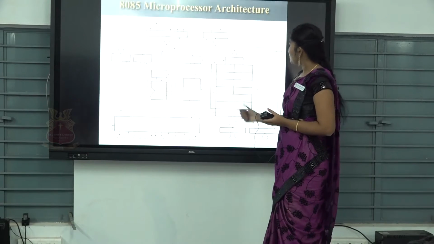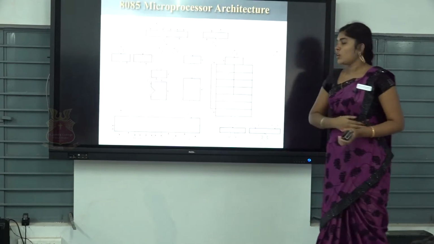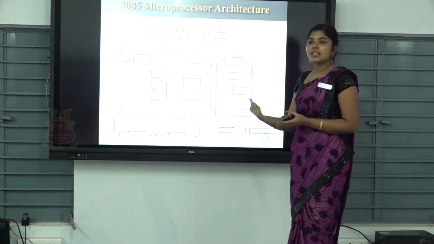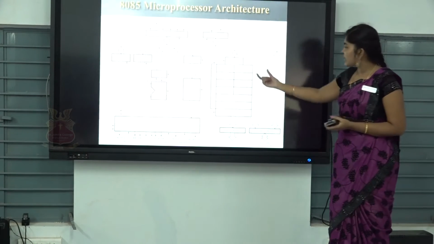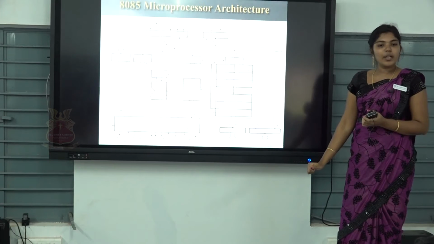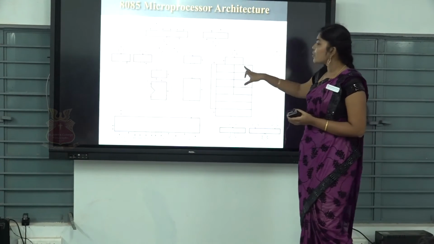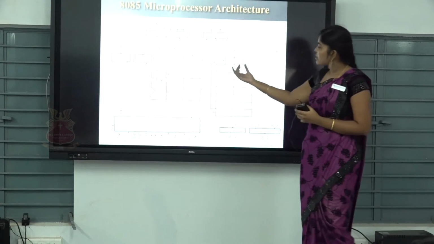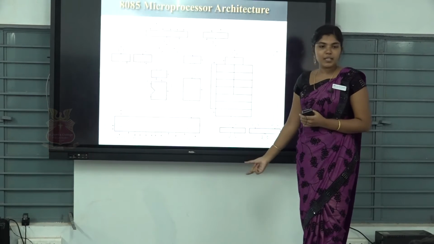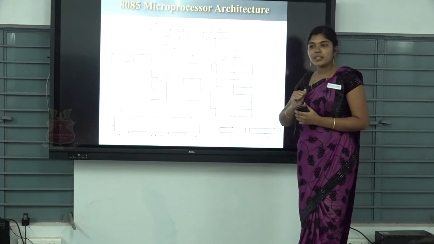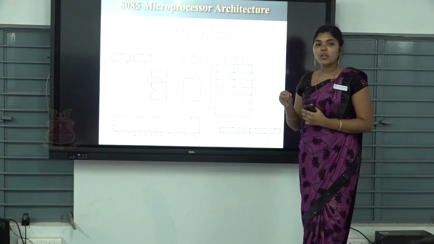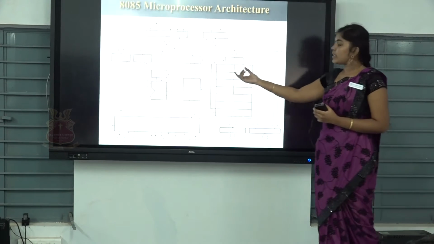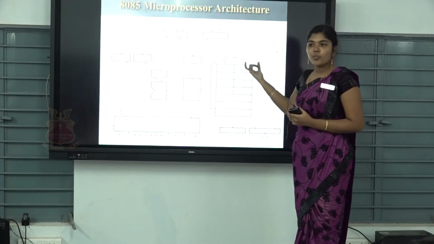Next I am coming to the set of register arrays. First, the W and Z registers. The W register is an 8-bit register, and the Z register is also an 8-bit register. But these two registers are not accessible by the programmer because they are temporary registers. Temporary registers are used to hold the data, but they are not accessible by the programmer.